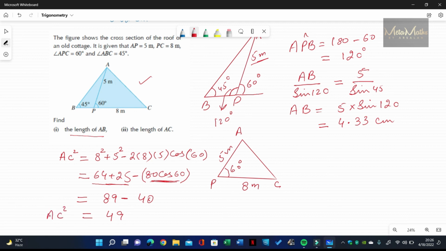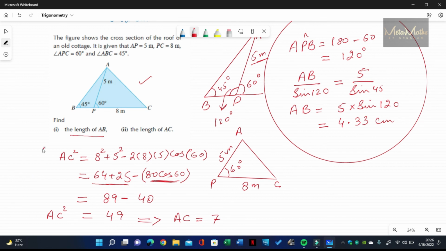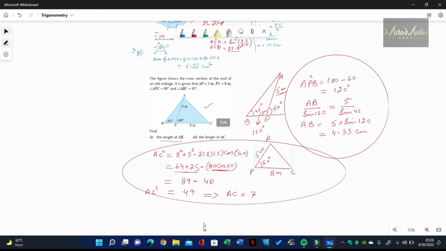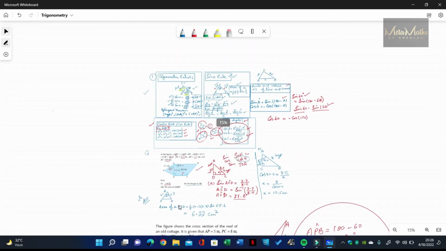I told you to take the square root in the end, in the final step. So AC is equal to 7. Okay, so that's how we'll be using sine rule. This is the example of sine rule, and this is an example of cos rule. So in one single question you have seen the application of sine and cos. Also in previous question we used trigonometric ratios along with the area of triangle formula.